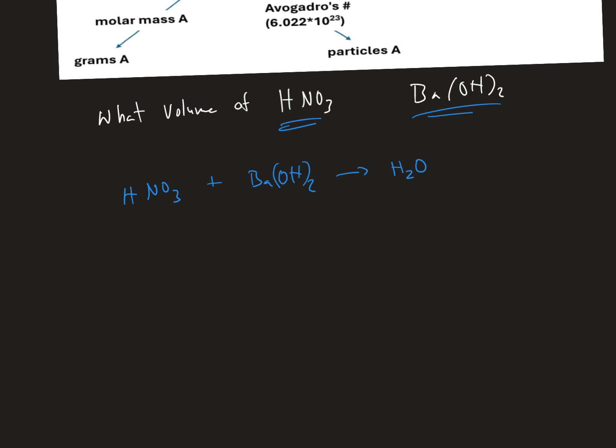HOH or H2O, right? Plus barium nitrate. And if we write the chemical formula for barium nitrate, barium is in group 2, so it's 2+. Nitrate is NO3-, right? Cross the charges and we get Ba(NO3)2. You have to write it correctly, otherwise you're going to balance it off, right? Does that make sense? Okay.